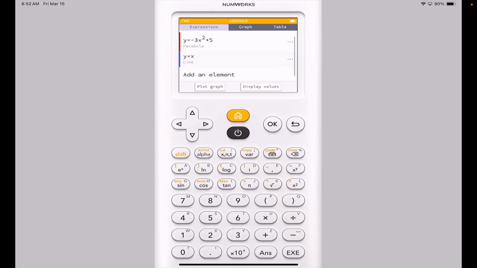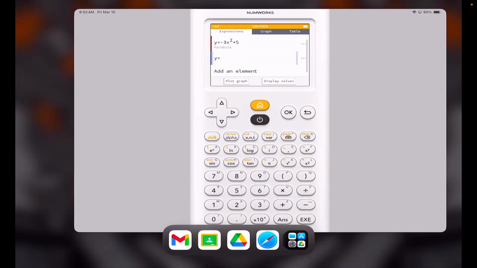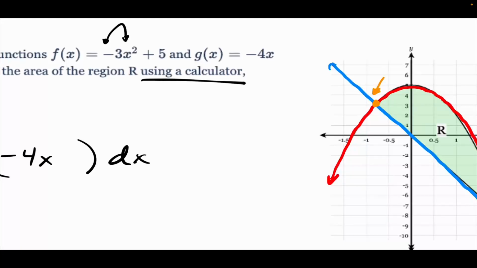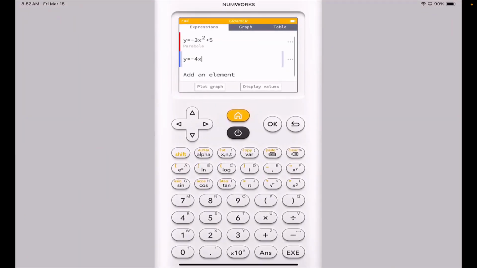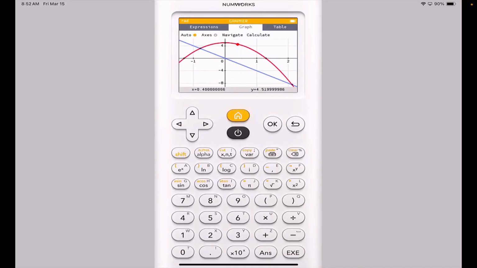Next equation. Next equation is negative 4x. Negative 4x. Enter. Top is going to be red, bottom is going to be blue. Go to the grapher, and there it is. Okay. I already knew what the picture looked like. I just want to know where they cross.